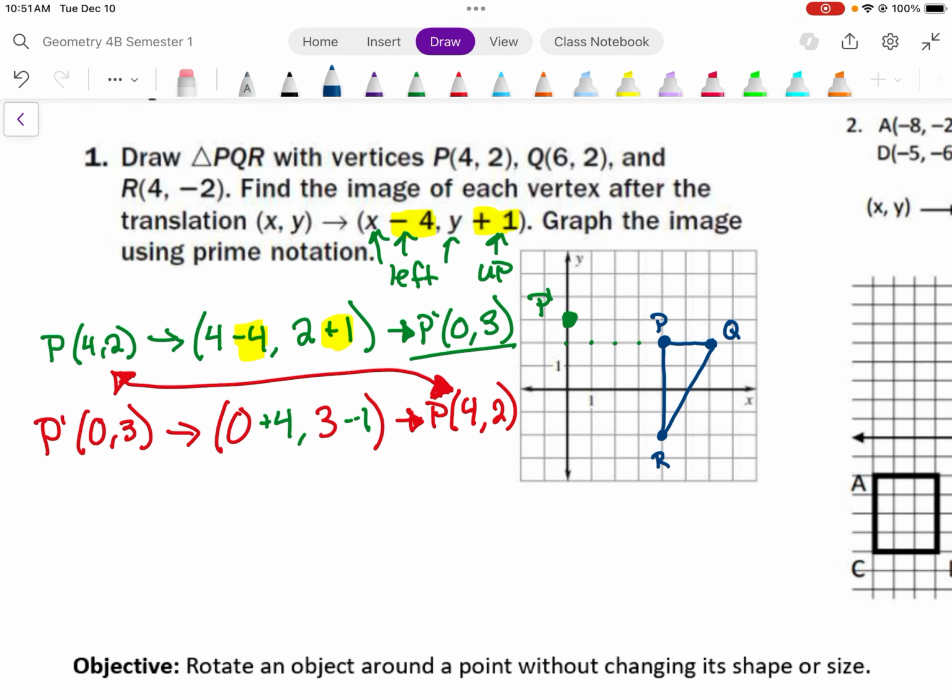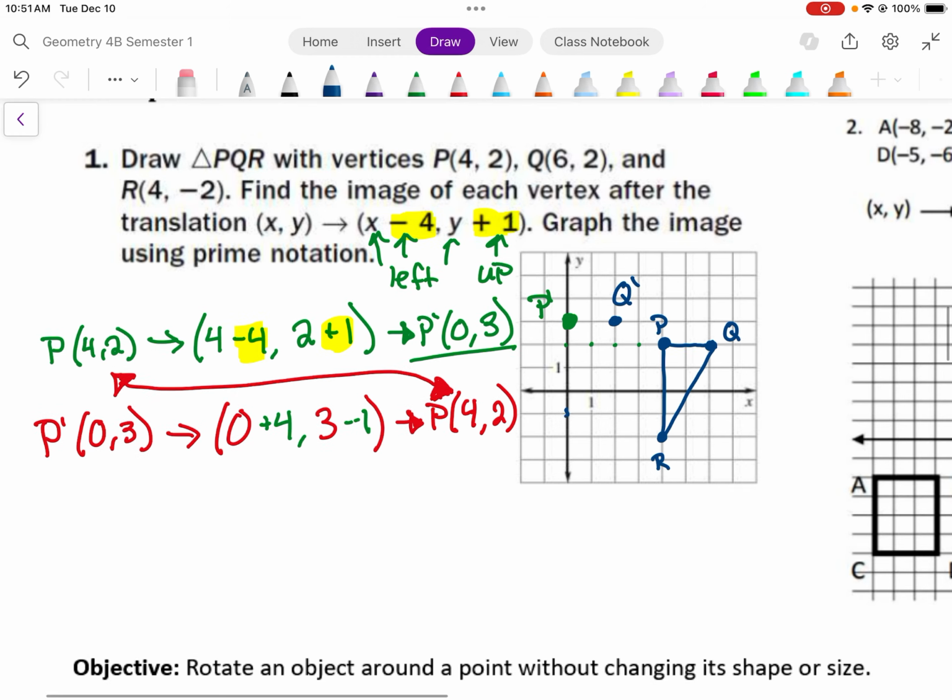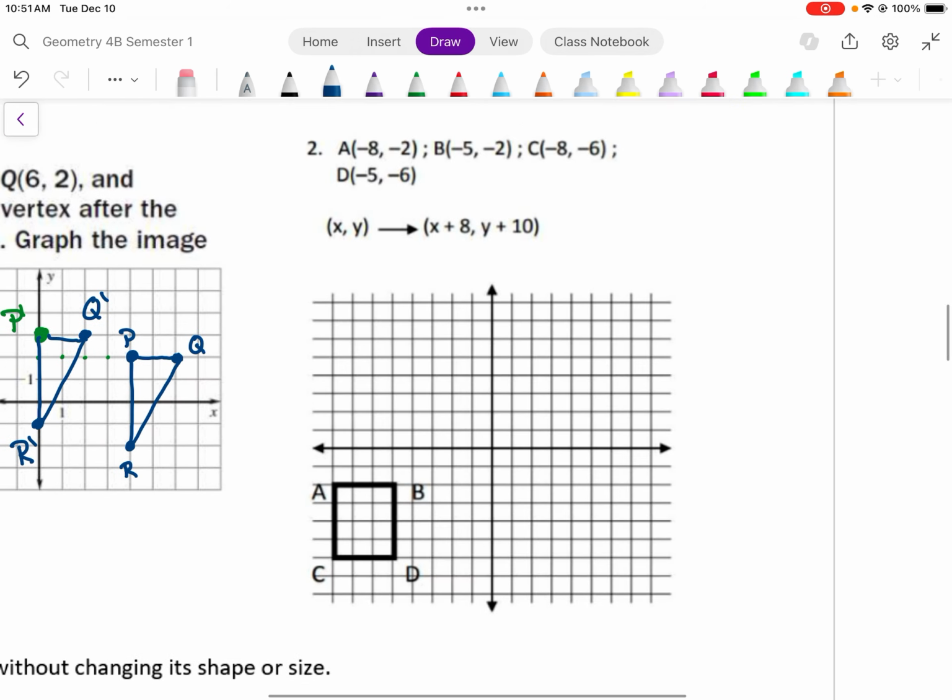All right, so now I'm just going to finish my graph over here. So we would have Q prime here, and then R prime down here. And then there we have our image. So make sure your points are in the correct spot, and then you can move on to your next question.